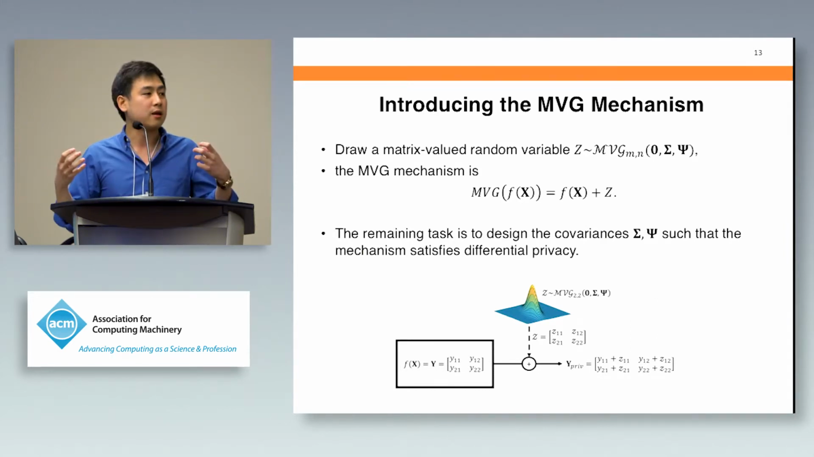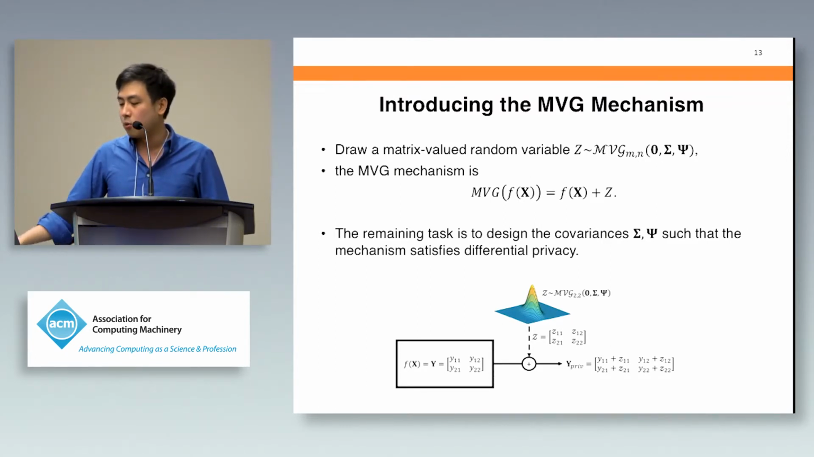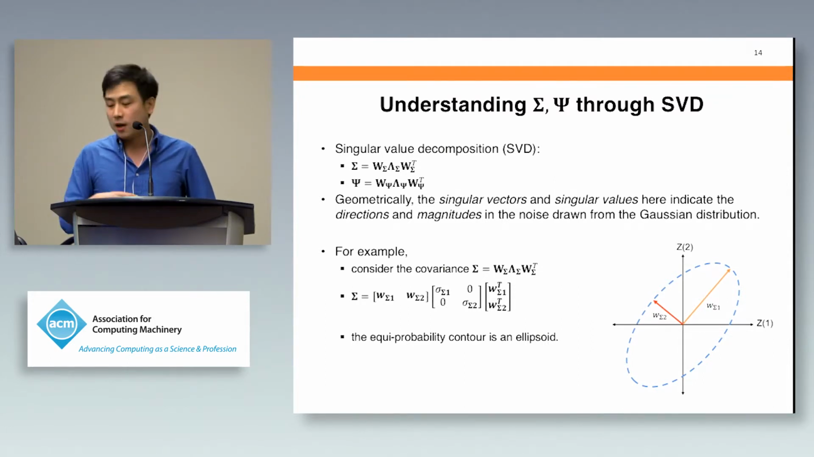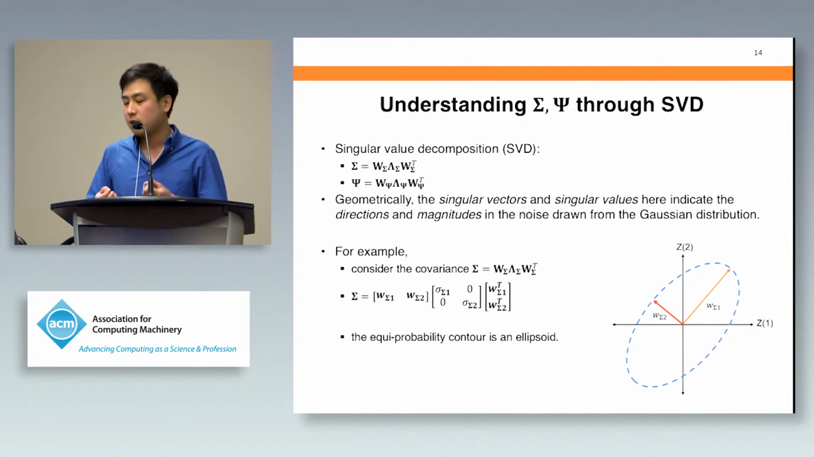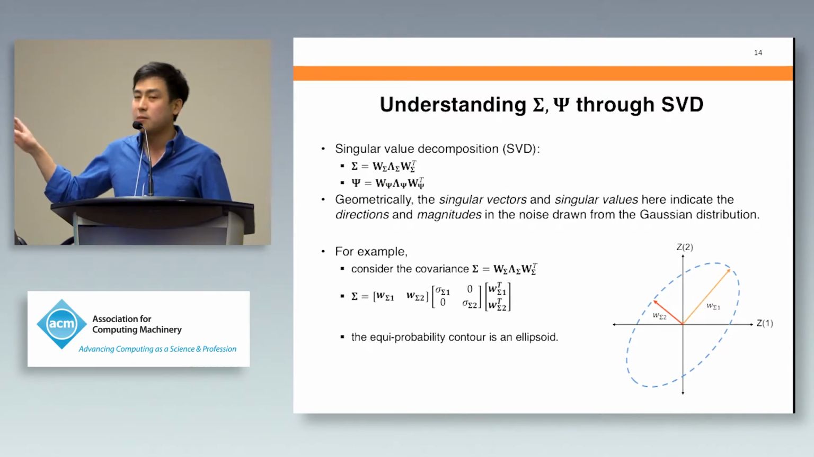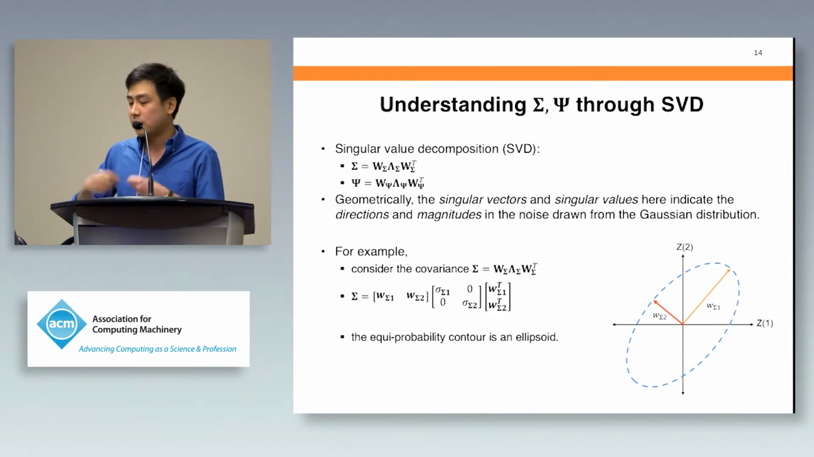However, due to the complicated nature of the matrix, I would like to give some more intuition into this sigma and psi through something called the singular value decomposition, SVD. First, what it is: SVD is a way to decompose a matrix into two components. One is called singular vectors, and another one is called singular values. Here they will be the matrices W and lambda. Again, this still doesn't make sense. However, it has a nice geometric interpretation if you consider a Gaussian distribution with this covariance matrix and this decomposition by SVD. It turns out that the singular vectors in this case will tell the directions of the noise drawn from this Gaussian distribution, whereas the singular values will tell the magnitude of the noise in that direction. So it has a really nice interpretation.